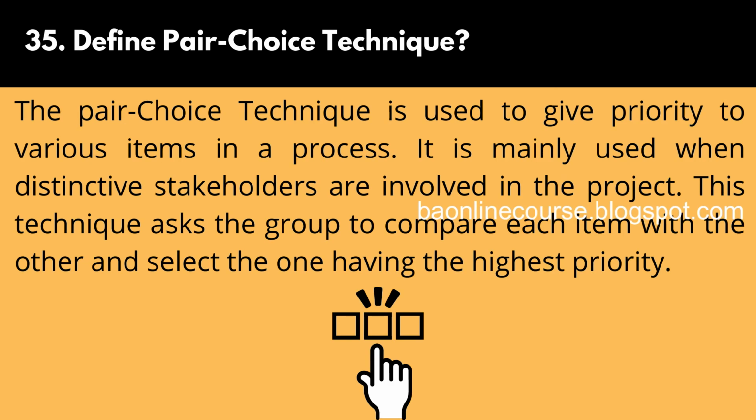Next question number 35. Define pair choice technique. The pair choice technique is used to give priority to various items in a process. It is mainly used when distinctive stakeholders are involved in the project. This technique asks the group to compare each item with the other and select the one having the highest priority.